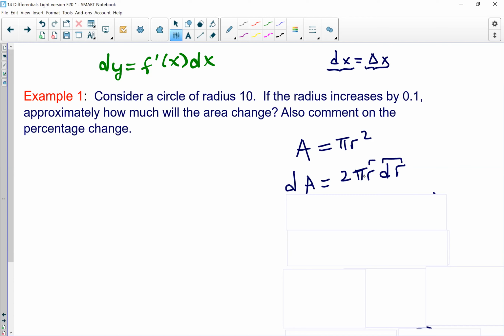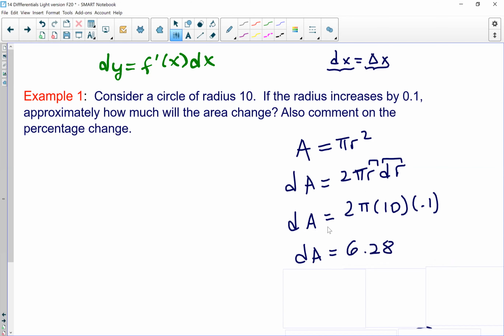Radius is 10. 2 pi is just a constant, so we're just going to plug those numbers in to get dA. So 2 pi times 10 times 0.1. If you multiply all of those together on the calculator and use 3.14 for pi, you're going to get dA. In other words, the change in area when the radius of a circle is 10, and the radius changes by 0.1, is just the product of those numbers, which is 6.28.